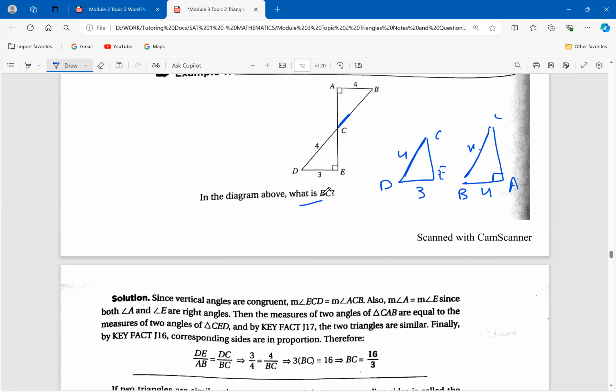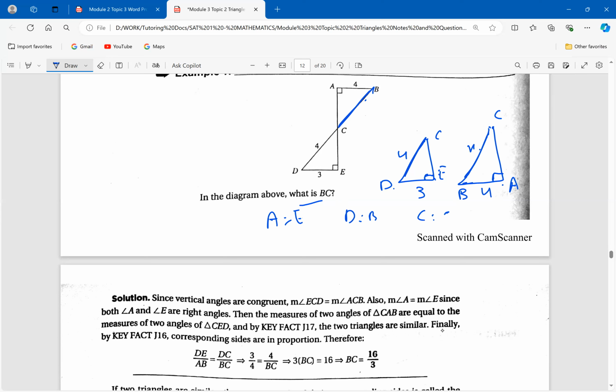Now you need to understand that ECD, this is E, C, and D, is congruent to ACB, A, C, and B. That is, A corresponds to E. We are not saying equal, because corresponding is congruent, the values will be different. D corresponds to B, and C corresponds to C.